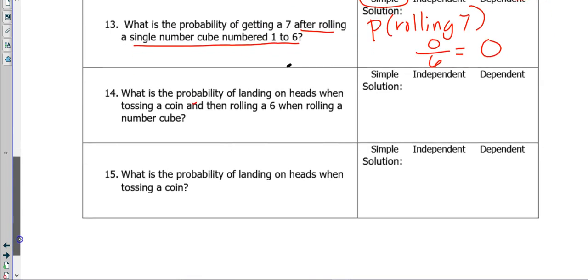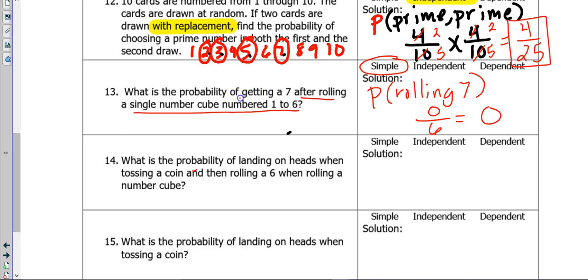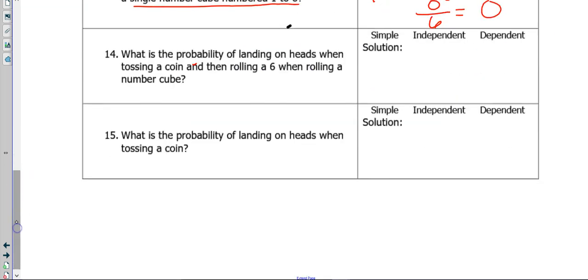Number 14. We're looking for the probability of landing on heads when tossing a coin and rolling a 6 when rolling a number cube. Okay, we have two separate things. We have a coin and we have a number cube. The number cube is not going to be impacted by what the coin is. So this is going to be independent. And then the probability of landing heads, and then rolling a 6.